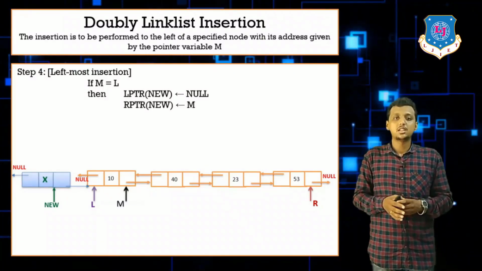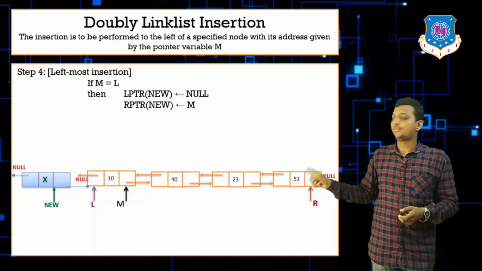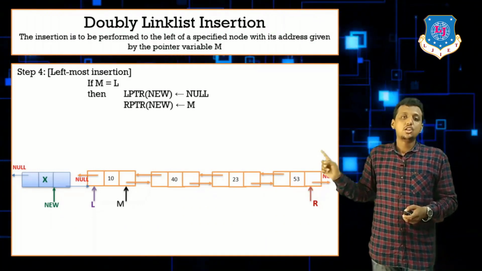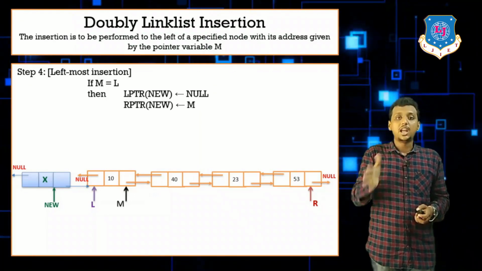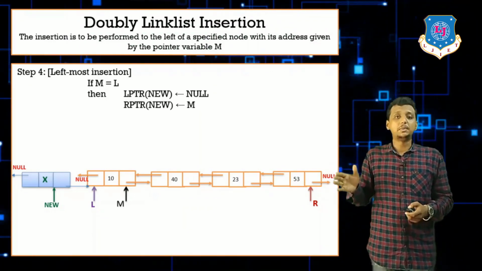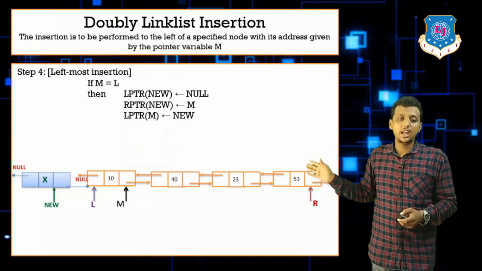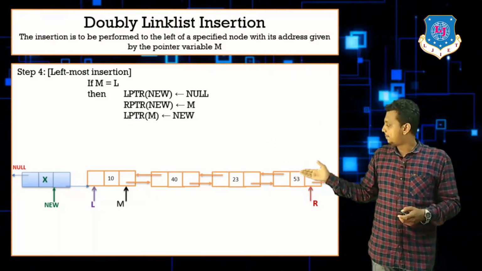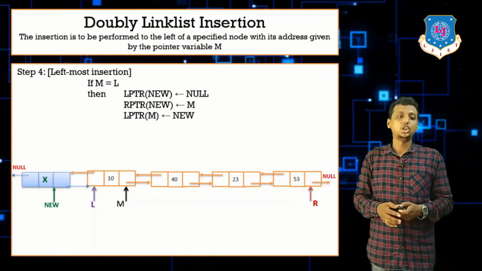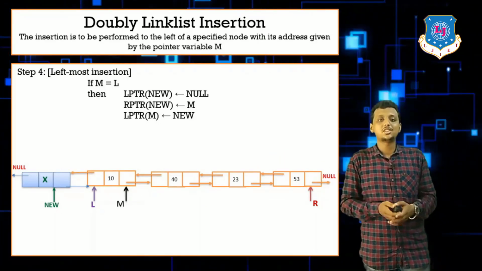Now what remains, students? Only the left link of L or M. So just write LPTR, the left pointer of M. That means LPTR of M is going to point to new. So here it is. LPTR of M is going to point to new. So now the insertion is done.